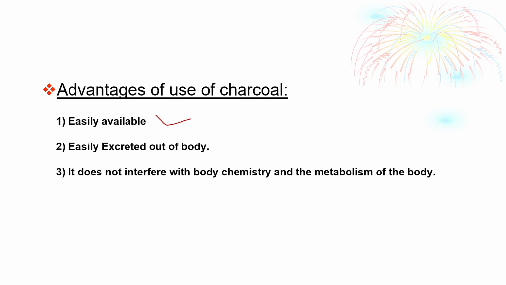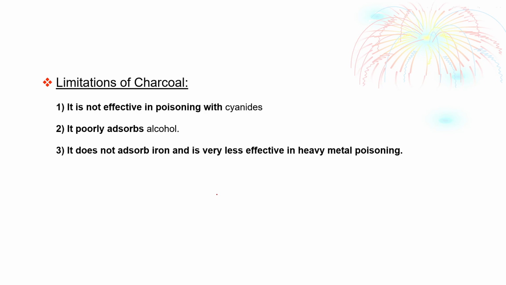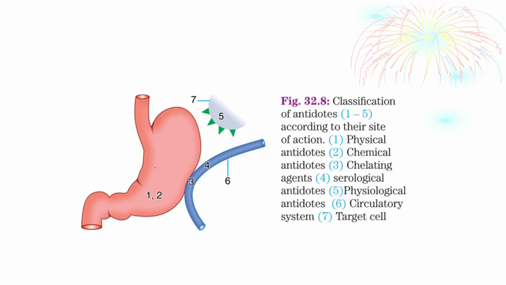What are the advantages of using charcoal? It is easily available, can easily be extracted out of the body, and most interesting, it does not affect any metabolism inside the body. It absorbs all the poison inside itself and then is excreted through the body very fast and easily. And what are the limitations? We cannot use it for cyanide, and it has very little ability to absorb alcohol, plus iron and other heavy metals, it cannot absorb them. Most poisons contain iron in a mixture, so here we cannot use activated charcoal or charcoals.